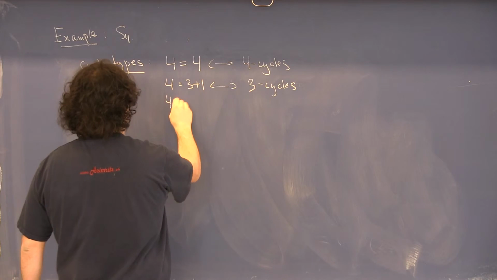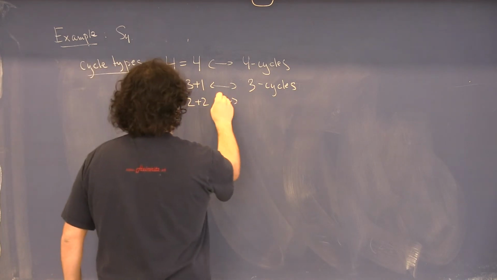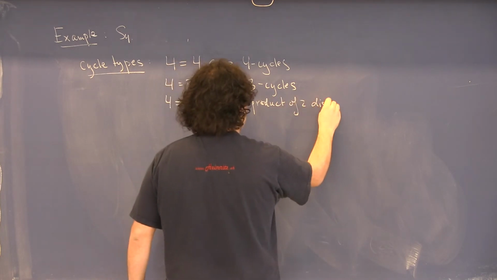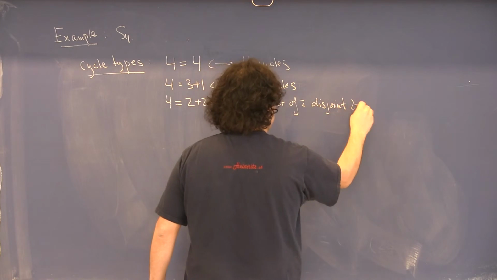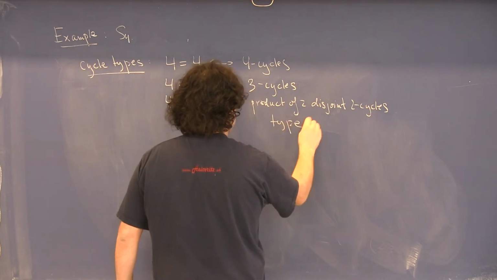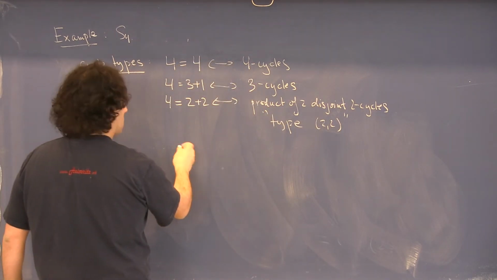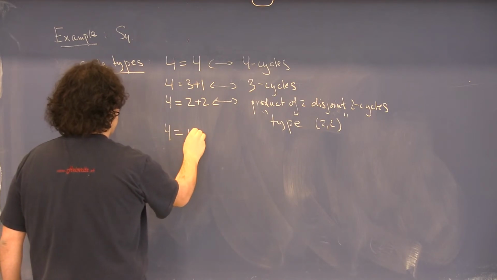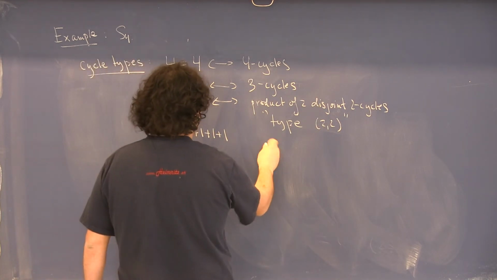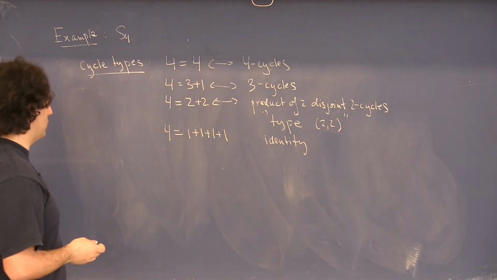I can have 4 equal to 2 plus 2. So this corresponds to a product of 2 disjoint 2 cycles. So we would also call this type 2,2. We have the identity, which is 4 equals 1 plus 1 plus 1 plus 1. So this is the identity. So this is the trivial cycle type, if you want.